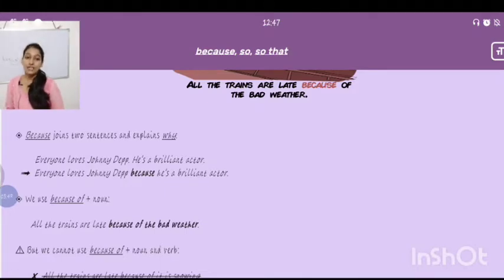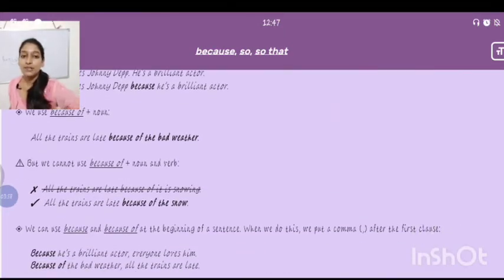Next, but we cannot use because of plus noun plus verb. ये combination गलत हो जाएगा. Example, all the trains are late because of it is snowing or it is raining. It is wrong because of the snow. तो because of के बाद आपको क्या लाना है, particularly noun लाना है, एकदम ध्यान रखिए इसको.